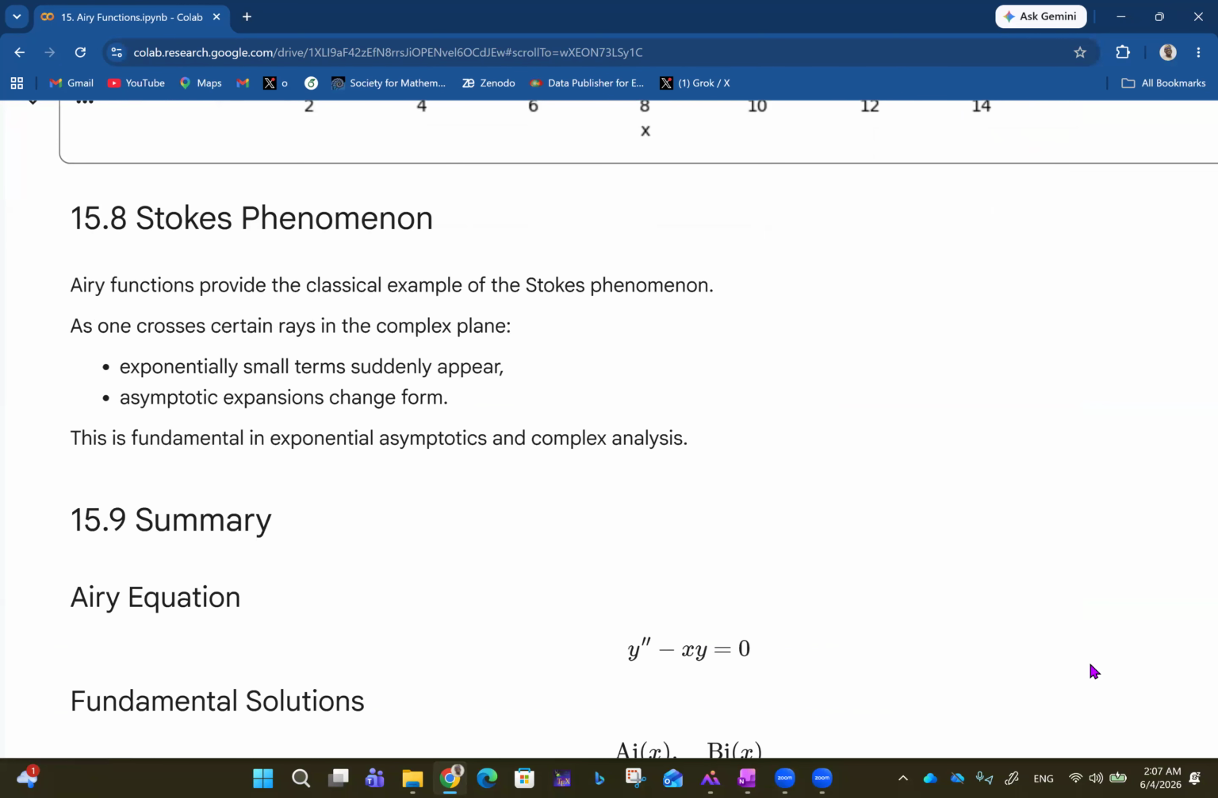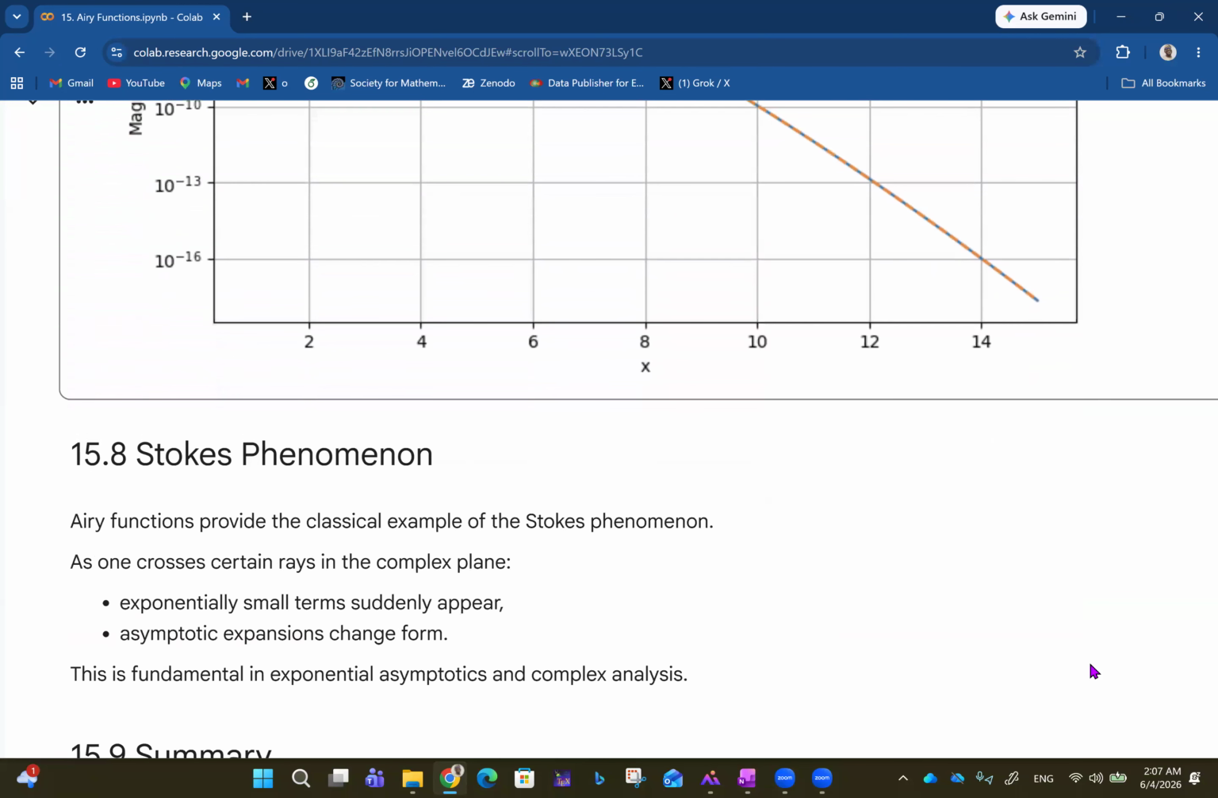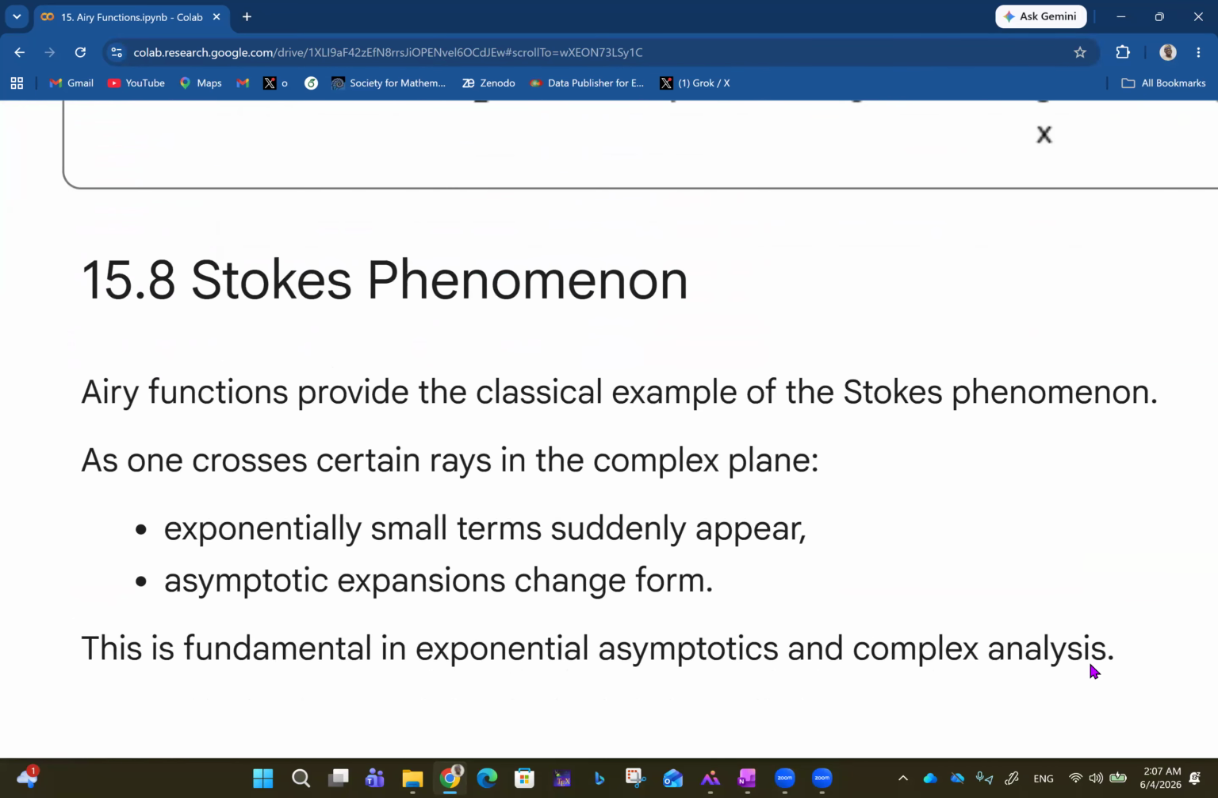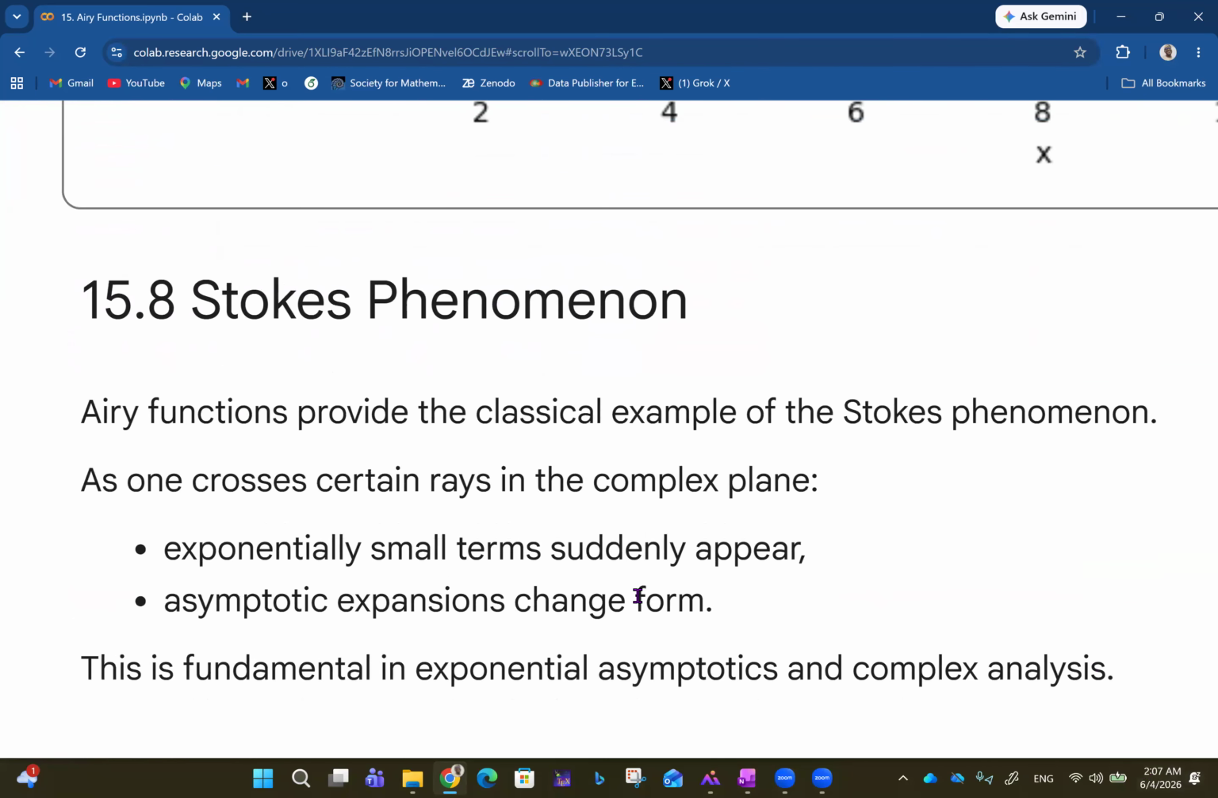Then we have the Stokes phenomenon, which we also saw in the last video. Airy functions provide a classical example of the Stokes phenomenon. As one crosses certain rays in the complex plane, exponentially small terms suddenly appear. Then asymptotic expansions change form. This is fundamental in exponential asymptotics and complex analysis.